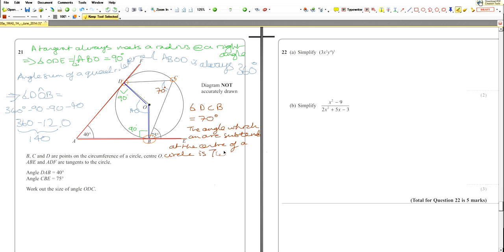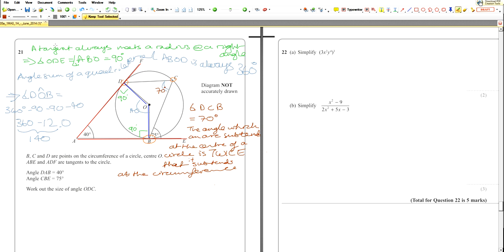is twice that which it subtends at the circumference. So what he's saying is that this angle here, 140, is double of that, so that's 70.